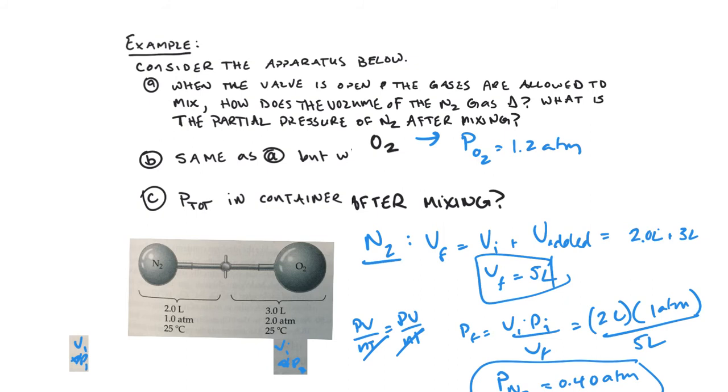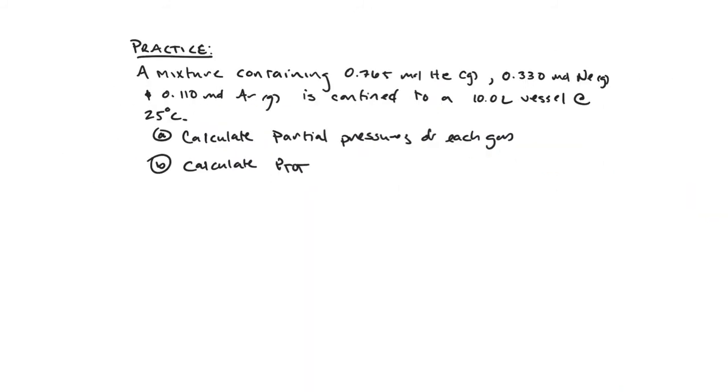All right, so when I'm thinking about the total pressure, it's going to be equal to the partial pressure of the nitrogen plus the partial pressure of the oxygen. So that's going to equal 0.4 plus 1.2 atmospheres. So that's going to equal 1.6 atmospheres. So the total pressure inside the container, once that valve is opened, is now 1.6 atmospheres. Okay. All right, so let's try this one again.